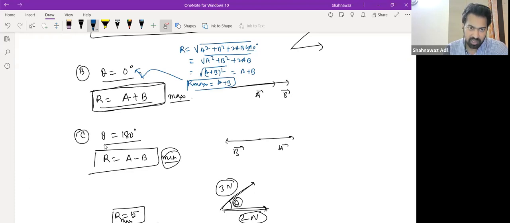And similarly for theta equals 180 degrees, the angle between the vectors is 180 degrees. So you get R minimum, a minus b. Understood? Is that clear now, Akib? Yasser, clear? Any doubt?